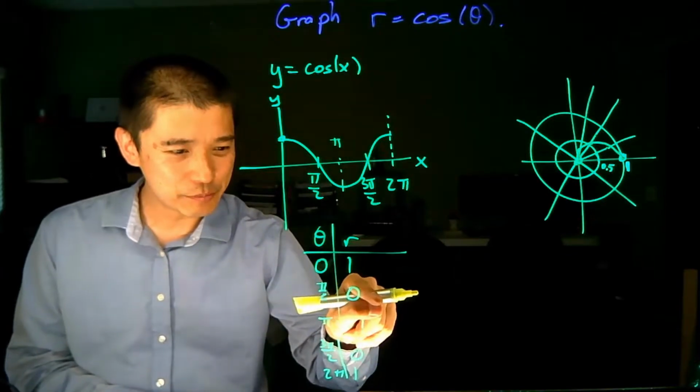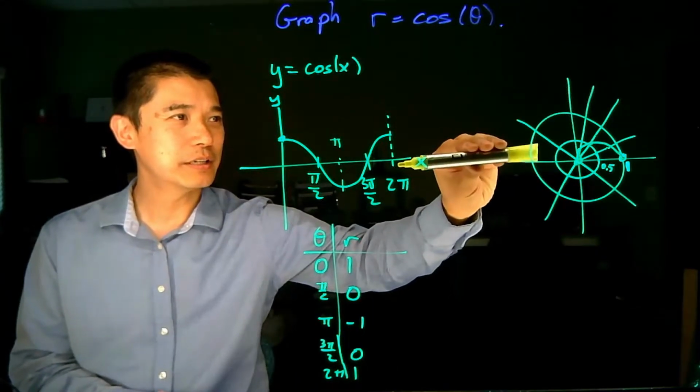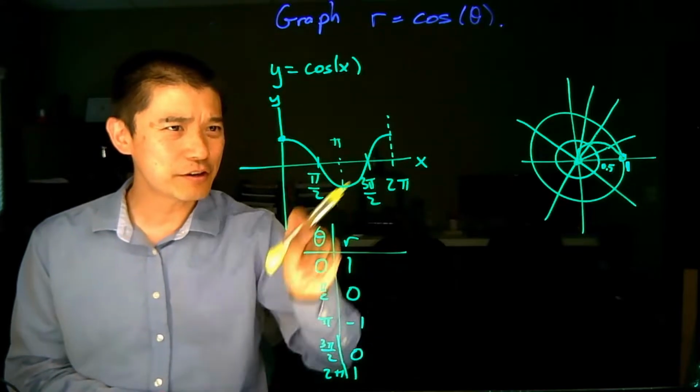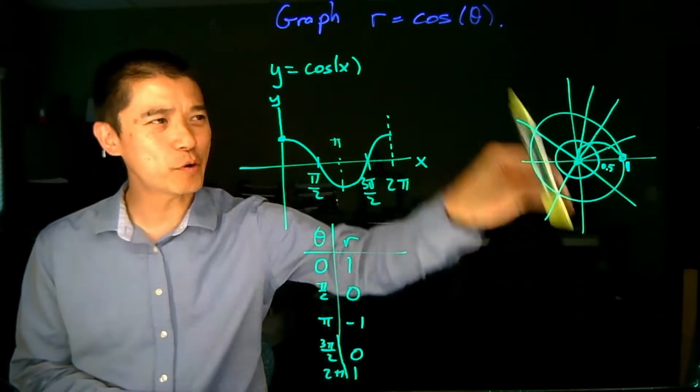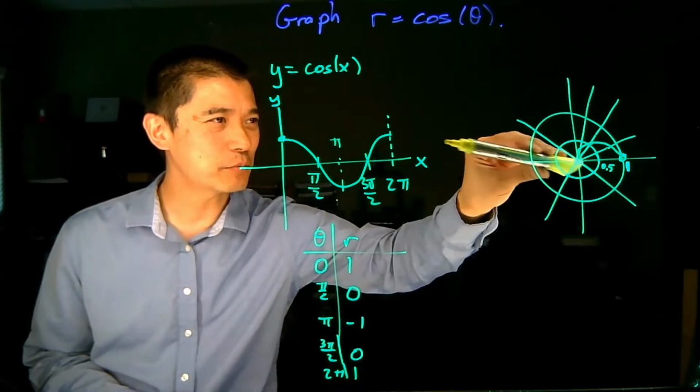Now, what happens between pi over 2 and pi? Well, the values here are negative. What does it mean to have a negative value for our polar coordinates? Well, instead of going forward, we're going to go backwards. And so from here to here, we're actually going backwards.